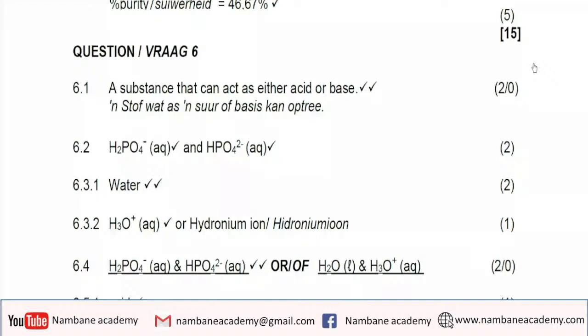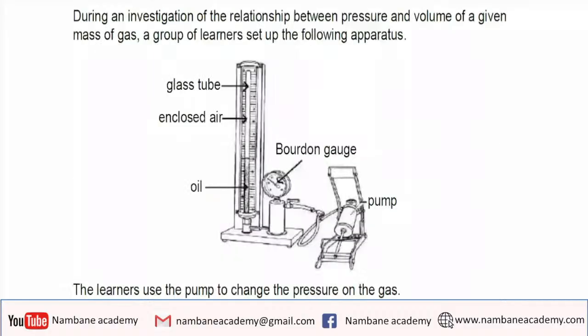I don't see any other hand or comment in the chat. I believe colleagues are okay. Maybe Menier, we can then move on to the last question. Okay, question number 7. Question 7 says, during an investigation of the relationship between pressure and volume of a given mass of gas, a group of learners set up the following apparatus. And the apparatus is given there, labeled as well. The learners use the pump to change the pressure on the gas.